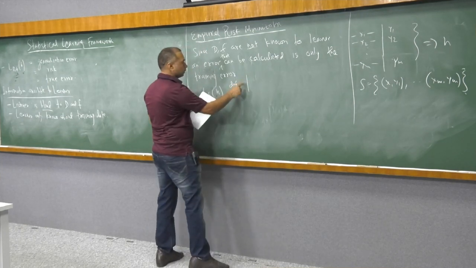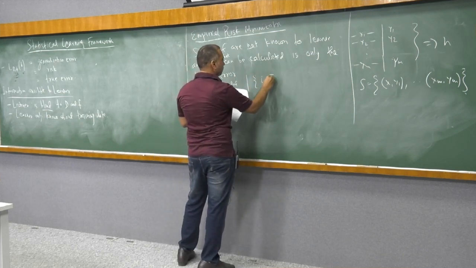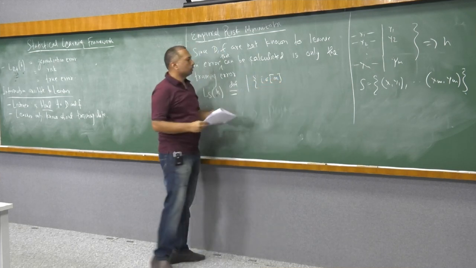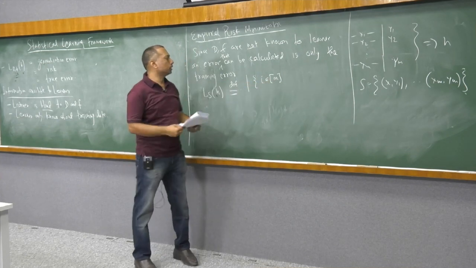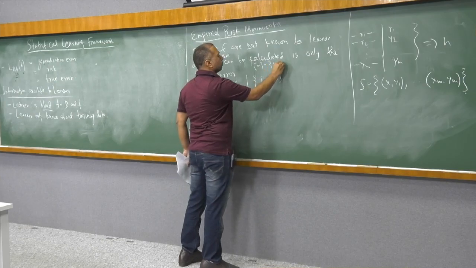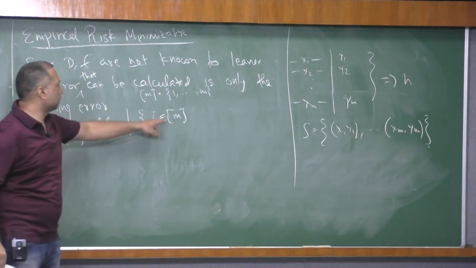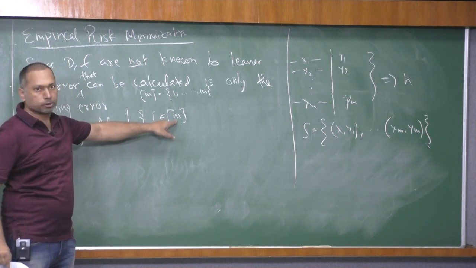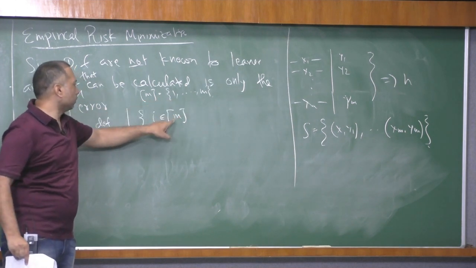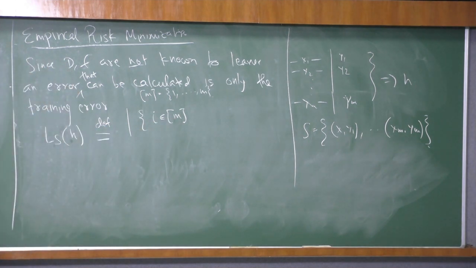the cardinality of the set of i in M, so this M is the index set. So this M here means the set 1 to M. Okay, so this is index set notation. So this means 1 to m index. So i is one of these, okay, 1 to m.